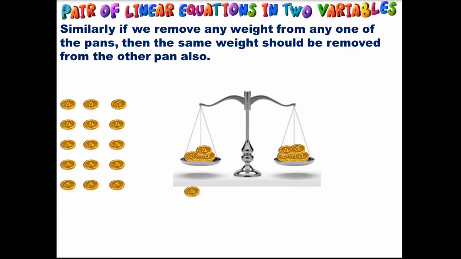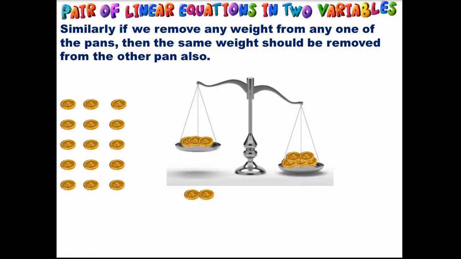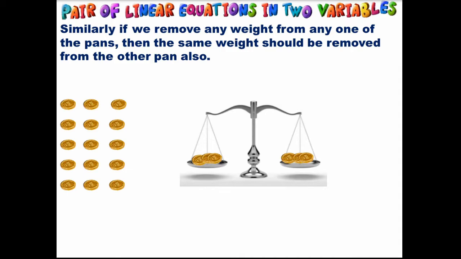Now similarly, if we remove weight from any one of the pans, see, again I remove 2 coins from the left side pan, then automatically the right side goes down and the balance is disturbed. So what should we do in order to maintain the balance? We should also remove the same amount of coins from the right side so that the balance is again maintained. So in maintaining balance, whether you add weights or remove weights, you should do it equally in both the pans.